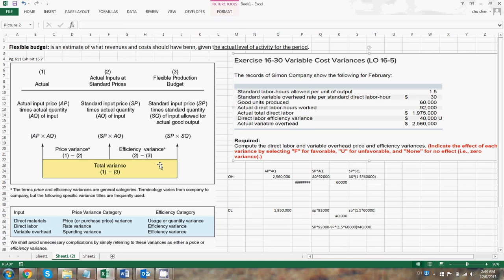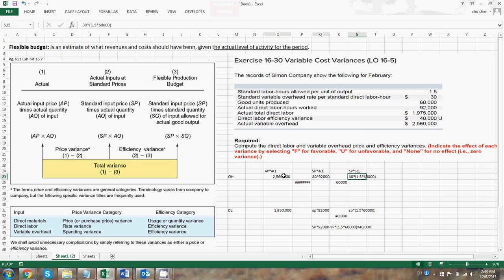We're going to use this diagram because the price variance is the difference between these two numbers. The efficiency variance is going to be the difference between these two numbers. So basically, when I ask you to calculate price and efficiency variance, you have to figure out these three numbers: AQ times AP, AQ times SP, and SQ times SP. Let's take a look at what happened here.